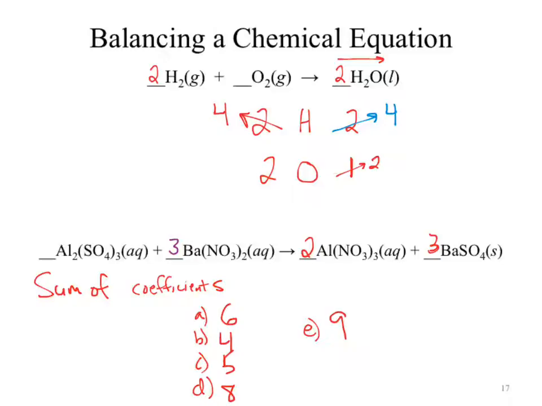So the common issue that students tend to miss is you go, well, 3 plus 2 plus 3 is not 9. What are you smoking, Mike? That does not add to 9. There's a 1 in front of the aluminum sulfate. You didn't include that in your addition. Okay? So watch out for that.